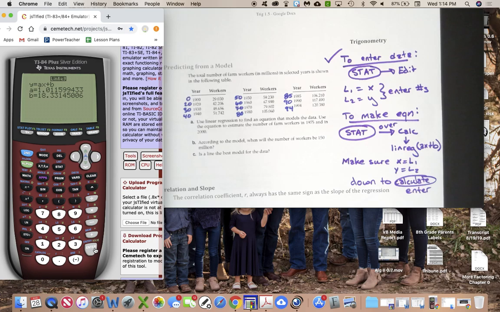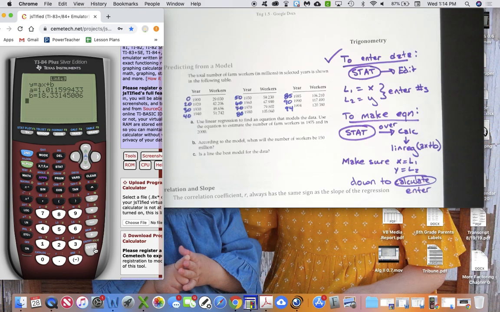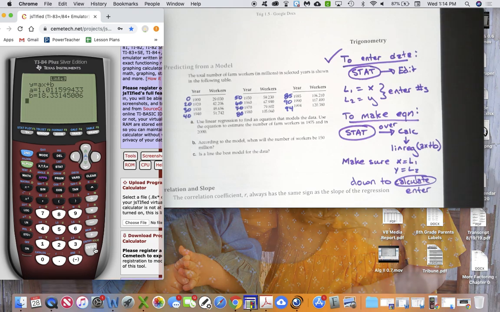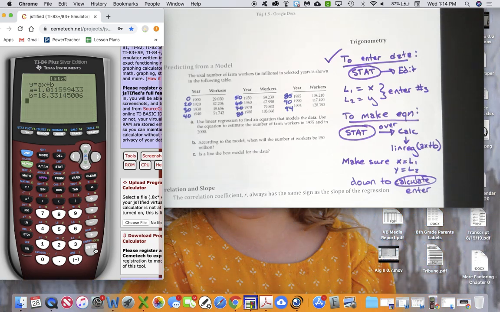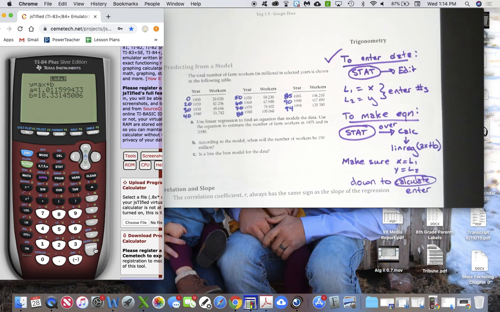Now you just get numbers, and that's what we want. So what this thing says is, here is my equation in the form of y equals ax plus b. Instead of m, they call it a, which is fine. Then we just plop the numbers in there.